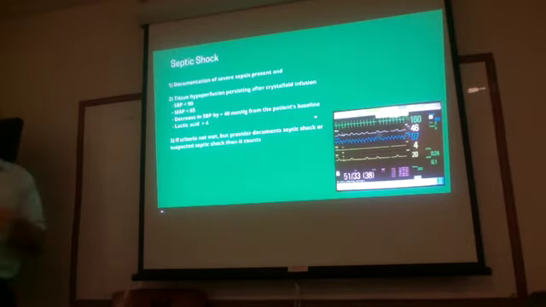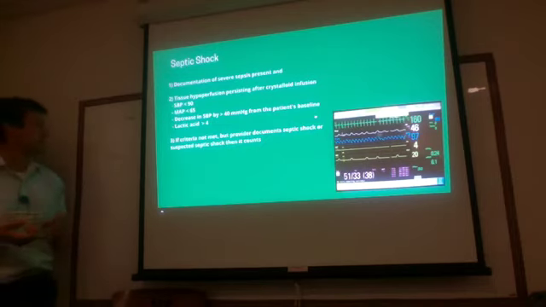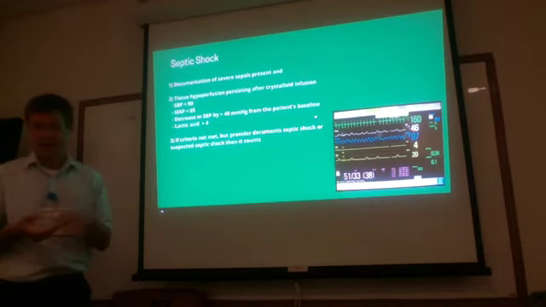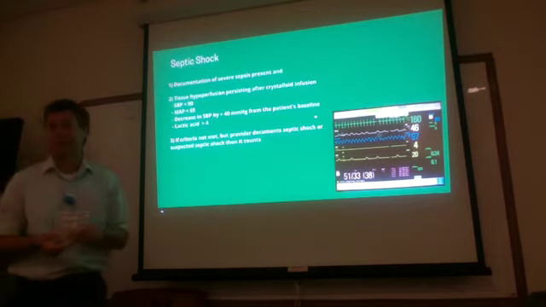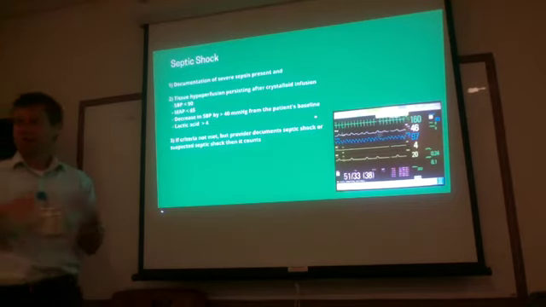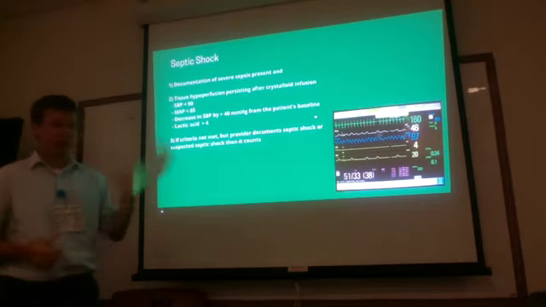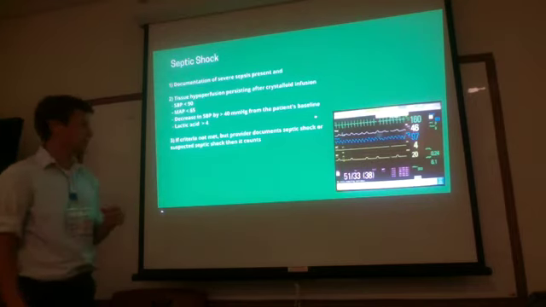So the criteria we use for this is a systolic blood pressure that is less than 90, or MAP that's less than 65, and then an elevated lactate that's above 4. And the lactate just sort of shows total organ perfusion. So no matter what their blood pressure is, if their lactate is really high, then they're considered to be in septic shock.